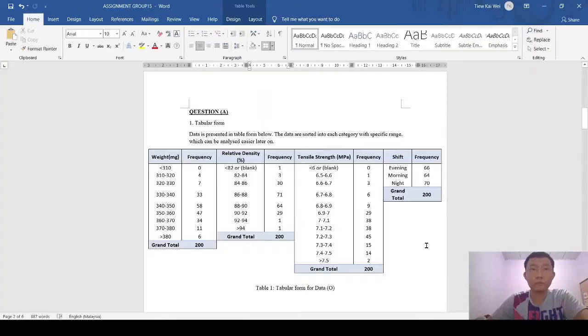Let's start with the summary of sample data, which is the dataset Tiew Lajak Kuruih O. From the dataset, there are 4 categories or 4 fields, which are weight in unit milligram, relative density in percentage, tensile strength in megapascal, and also shift. The data is grouped into these 4 categories so that we can analyze the data easily later on.